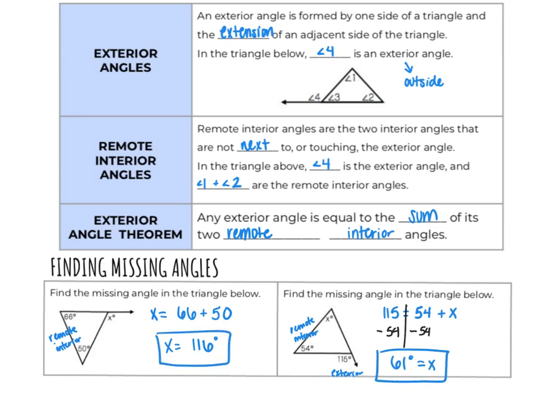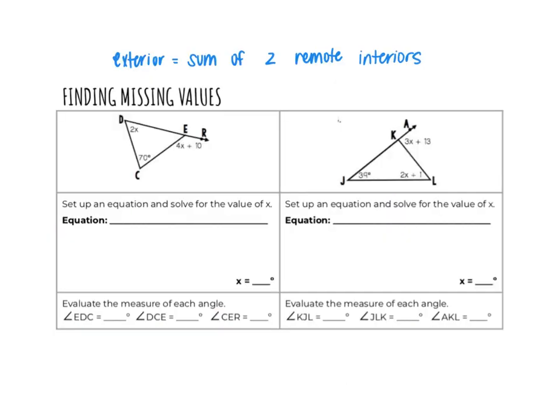So in this first example, we were solving for the exterior angle right here. And in the second example, we were solving for what the remote interior angle would be. Both of them using this idea that the exterior is equal to the sum of its two remote interiors. Let's look at a little more challenging type of question.